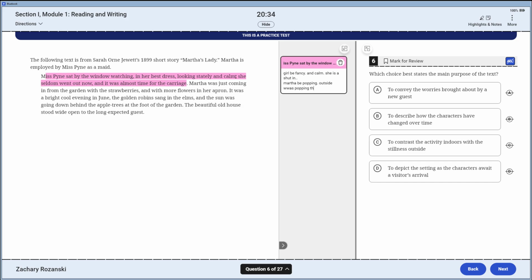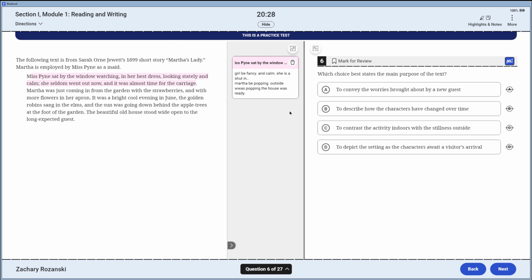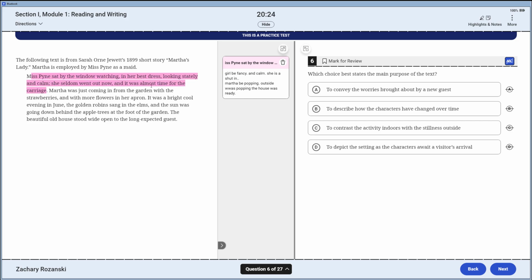The house was ready. Now, that seems to be my summary: to convey the worries brought about by the. No, she seemed calm. She said she was calm. Everything seemed to be fine. It described the characters change over time. I had no instance of change over time. To contrast the activities indoors with the stillness outside.